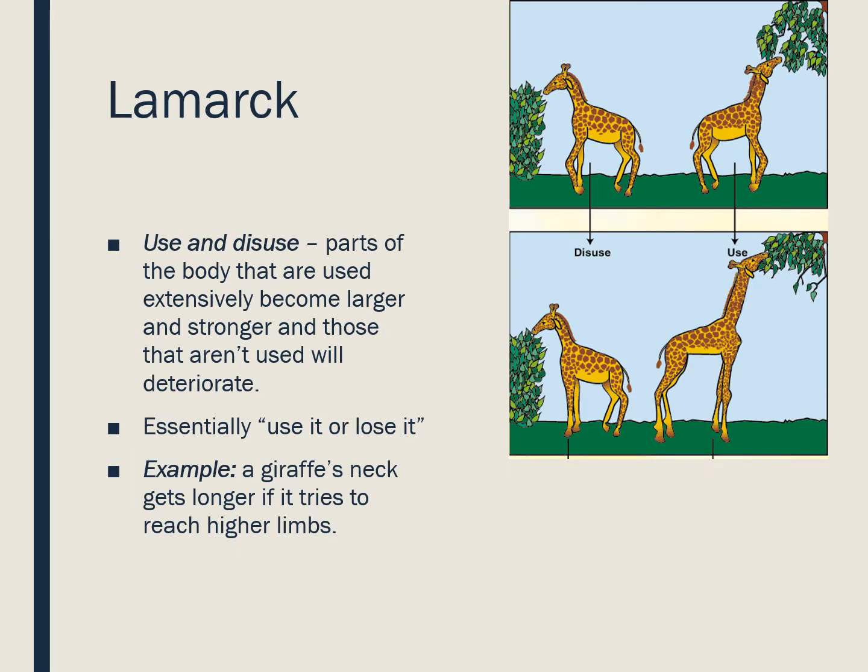So his use and disuse theory said that parts of the body that are used extensively become larger and stronger, and those that aren't used will deteriorate. Essentially, he's the one that came up with use it or lose it. So he said that a giraffe's neck gets longer if it tries to reach higher limbs. If you look at our giraffe picture on the right-hand side, he's saying that these short giraffes who weren't trying to reach the trees kept their short necks, while giraffes that tried to reach up higher into the trees gained longer necks.